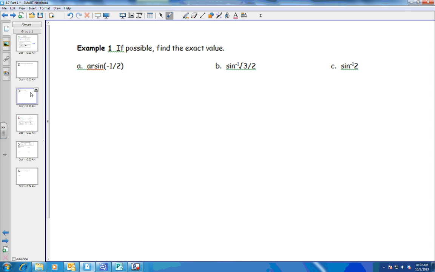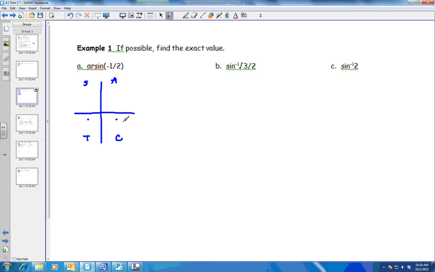So let's look at example 1. If possible, find the exact value. Remember, arc sine means I'm looking for an angle. First of all, we're going to be drawing a triangle, and we have to figure out which quadrant I would be drawing my triangle in. This says that arc sine is negative 1/2, so I know that sine is negative. Remember, all students take calculus. So I know sine is negative in this quadrant right here and this quadrant right here.